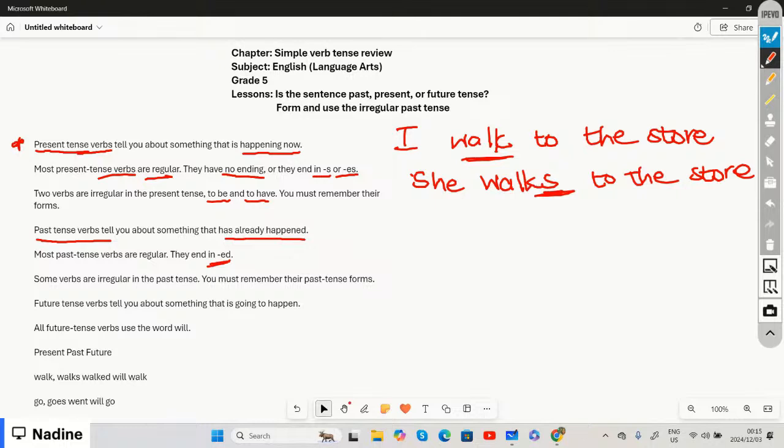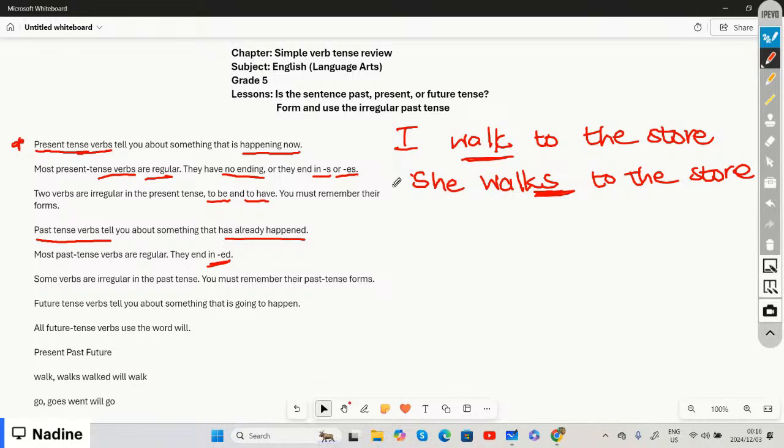You see, in the present tense, we added either an S or we added ES to our specific verb to show that something's happening now. But when it comes to the past, that tells us about something that has happened already. When the verb is regular, then what we do is we just add an ed to our verb to show the past tense form of that verb.